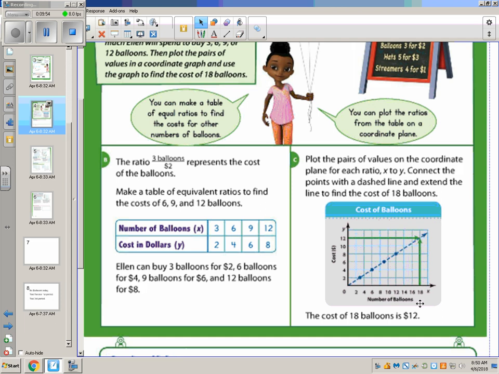So they want to know what would 18 balloons cost. I follow that line up and I see where would it hit my dotted line. And it looks like it would hit it at $12. So I know the cost of 18 balloons would be $12. I could check that because I know that 3 times 6 would be 18 and 2 times 6 would be 12, so that does match up with the ratio. But a lot of times if we have a nice graph like this that we can look at, it's faster just to look at the graph and then you don't even have to calculate it. You can just see where it hits your line and that would be your corresponding cost.